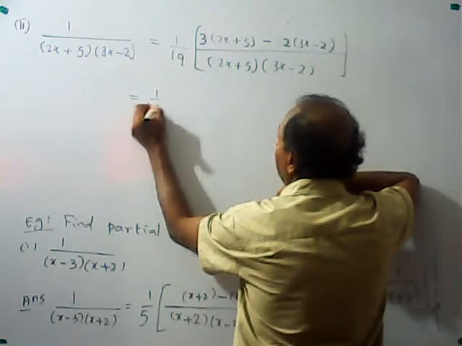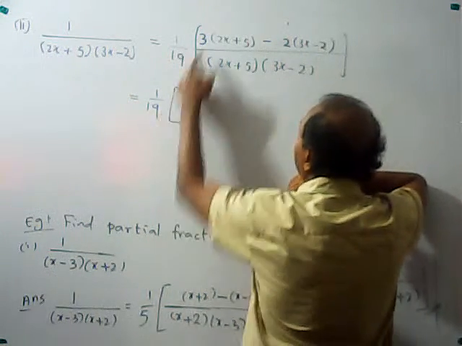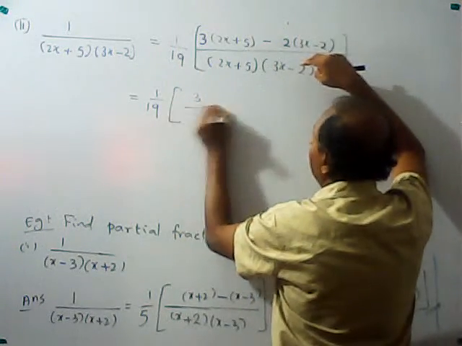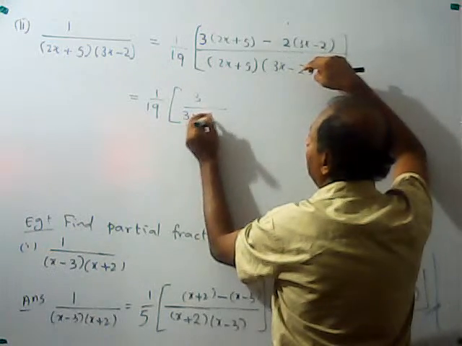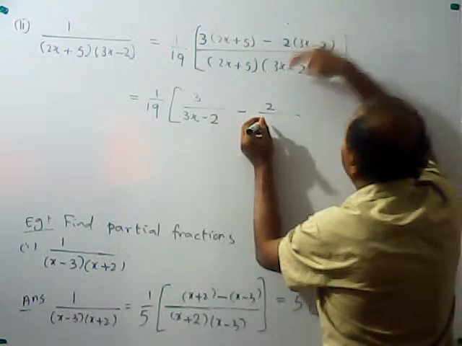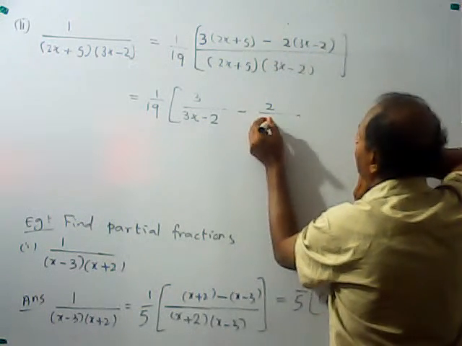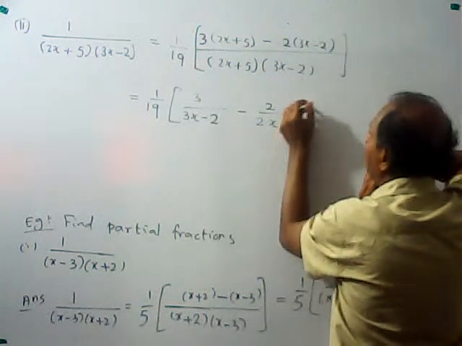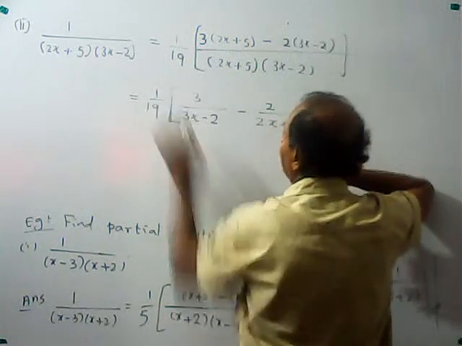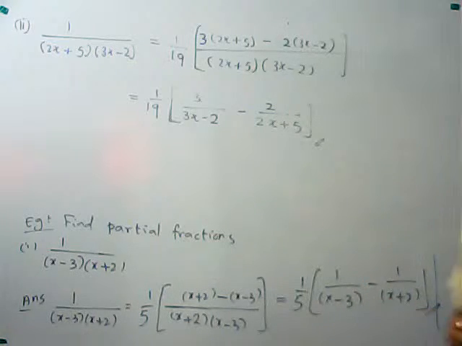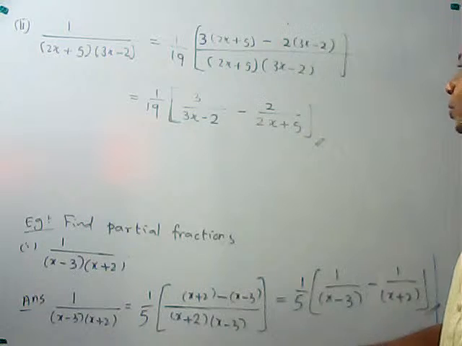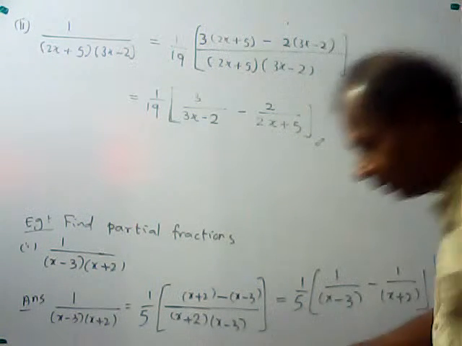Then divide separately, you get 1 over 19, 3 over 3x minus 2 minus 2 over 2x plus 5, the other terms get cancelled. That is the answer. So it's very quick, right? You don't have to solve the equation or equate coefficients to find the constants. You get them within 1 minute.